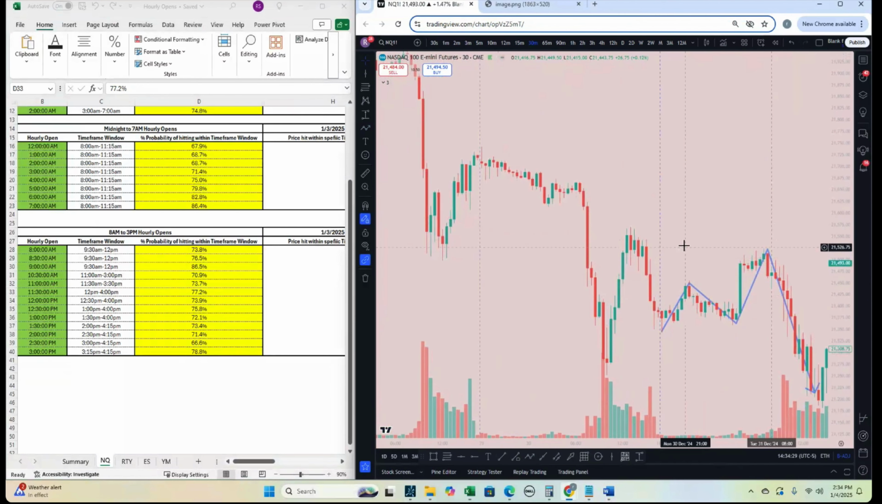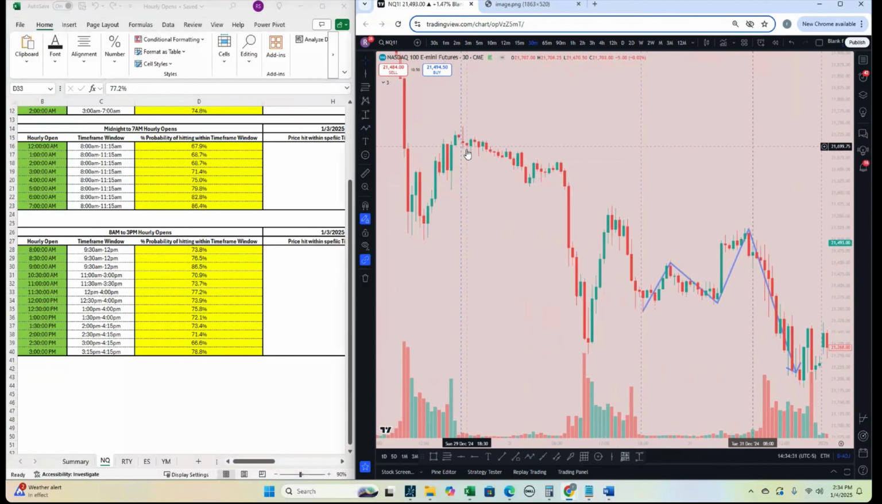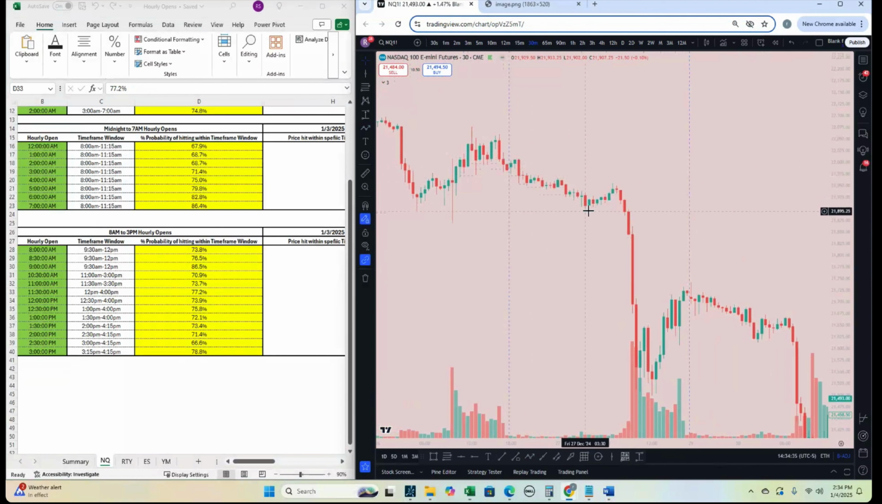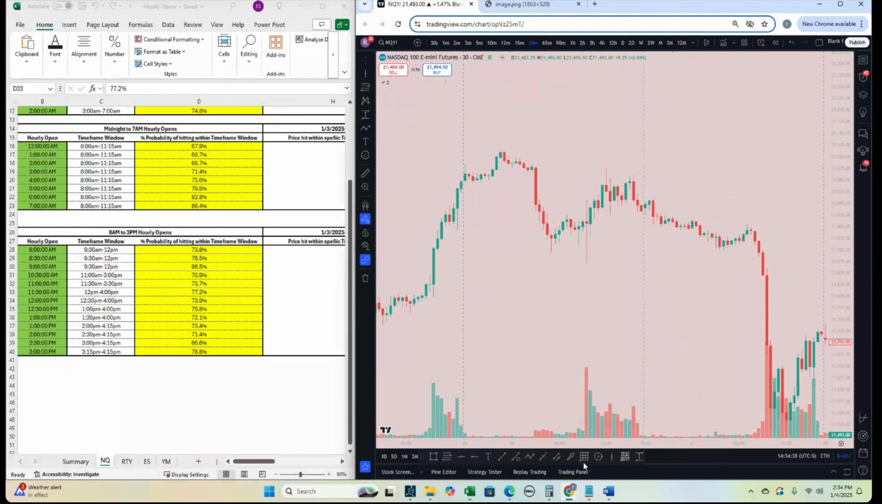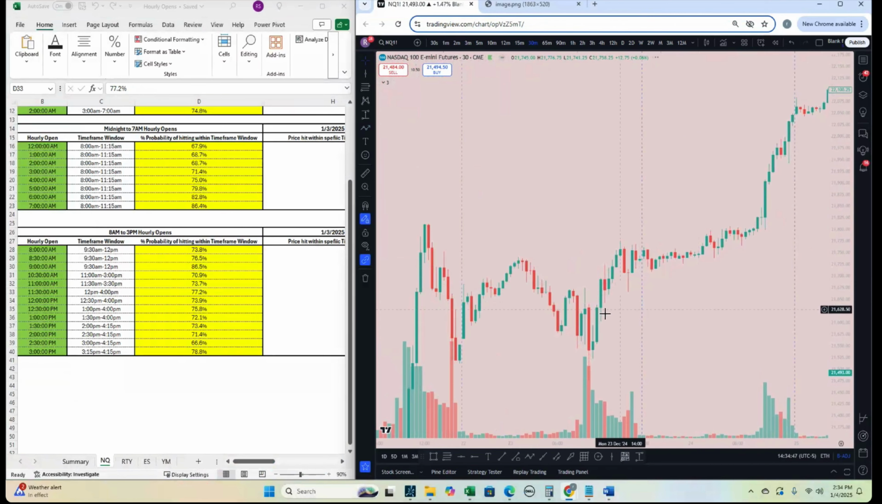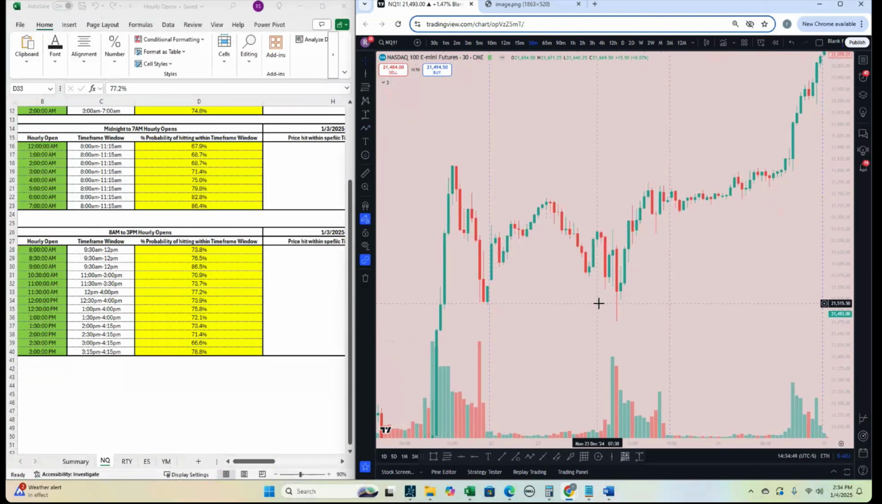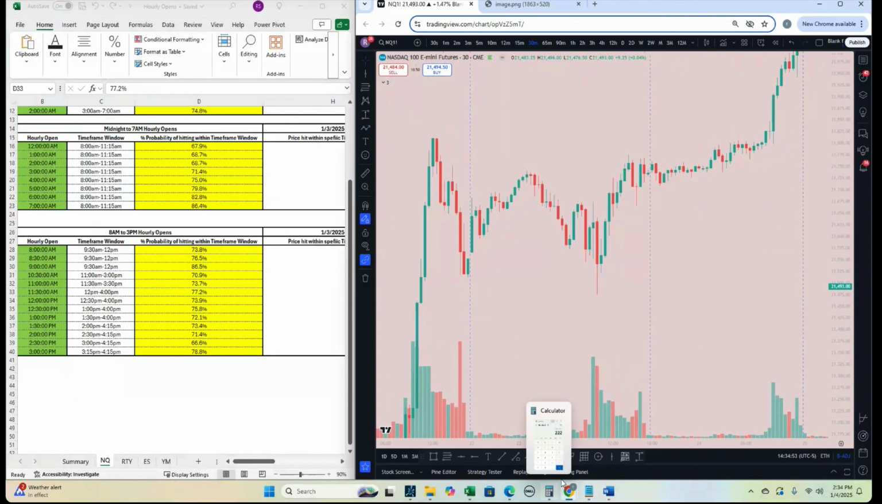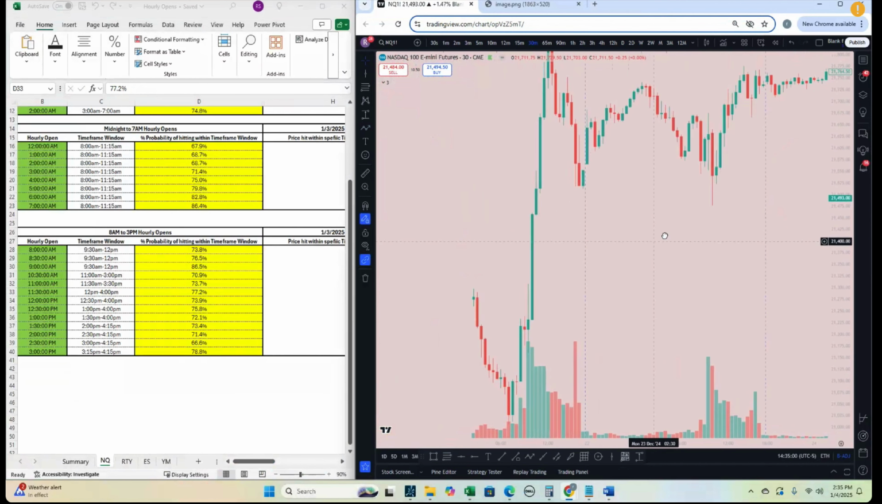Now we may not knock every side out on certain days, right? But for the most part, we typically knock out both sides of both candles at an 80 to 90% clip from 6 p.m. to 8 a.m. on NQ.